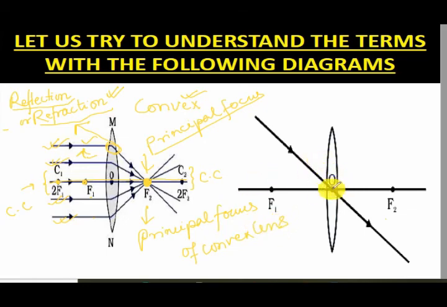Then optical center. The definition says any ray passing through the optical center of a convex lens will not undergo refraction. See, it passes and goes straight away. No refraction takes place. No bending of light will take place when a ray of light passes through this point called the optical center of the lens. I hope up to here it is clear.